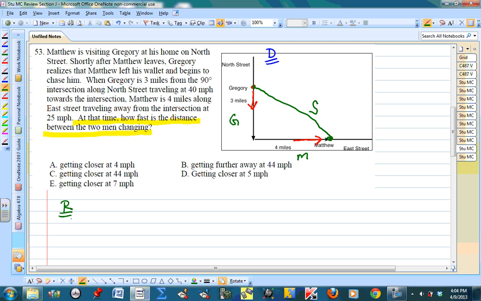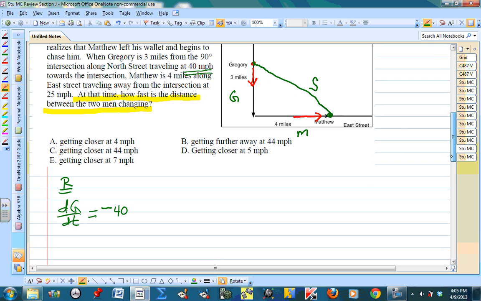Let's set up the rates that are provided. It tells us that Gregory, when he's 3 miles away from the intersection, is going to be traveling 40 miles an hour. So that's Gregory's distance. Let's call that dg/dt, the change of Gregory's distance with respect to time. Now, here's where you're going to have to be careful. A lot of people are going to want to say that his rate of change is 40 miles per hour. But technically, since G is decreasing in value from 3 miles, then down to 2, then down to 1 because of the direction, we're going to call dg/dt negative 40.